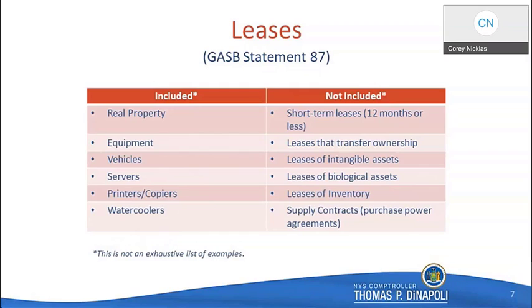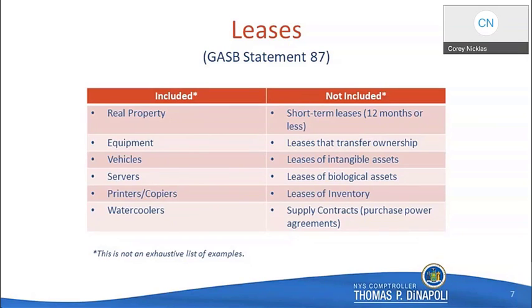So last slide, I mentioned tangible property being required for GASB 87. Applicable and included GASB 87 examples on this slide include properties such as structures or lease space, equipment, vehicles, servers, and other tangible assets such as printers, copiers, and water coolers. It is important to note that all these items are always subject to materiality and the agreement details.